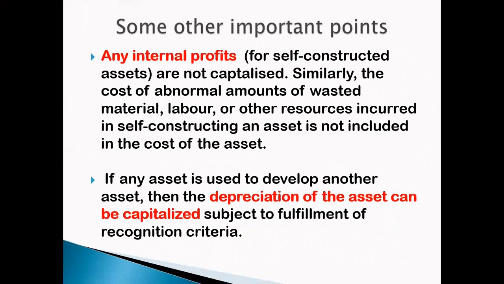Other important points. One is internal profit. So when we self-construct an asset, we don't capitalize it based on the market price. Whatever we spend, even if we spend less to build the asset compared to the market price, we still don't take the market price when we capitalize it. We just capitalize our cost. Similarly, if the self-construction cost is abnormally high due to wastage, we don't take into account the abnormal amounts of waste. So we capitalize what is normal for the construction.